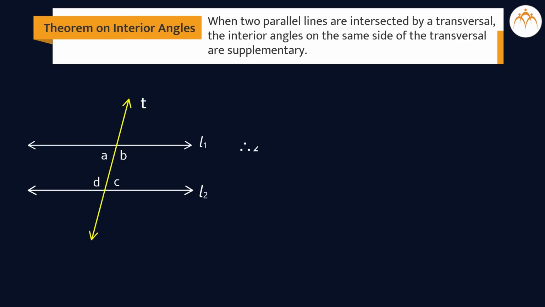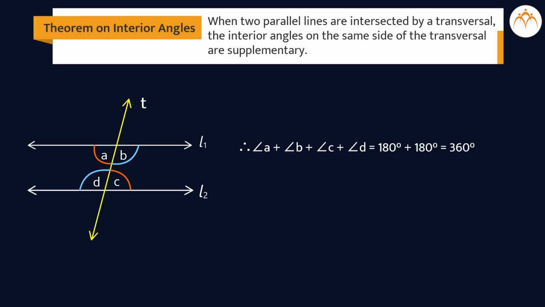Therefore, the sum angle A plus angle D is greater than 180 degrees. Now also we know that angle A plus angle B is equal to 180 degrees because it is a linear pair of angles. Angle C plus angle D equals 180 degrees because it is a linear pair of angles. Let's add both these equations, then we get angle A plus angle B plus angle C plus angle D equal to 180 degrees plus 180 degrees equal to 360 degrees.